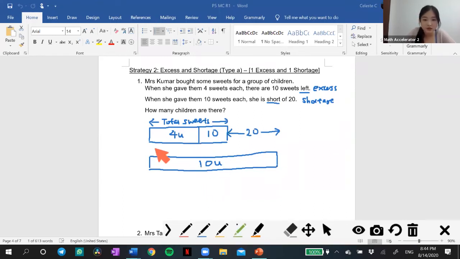So what can you see here? This is 4 units. So the remaining portion of the model here, how many units are there? You can type in the chat if you can see it. 6. So 6 units. So this 6 units represents what? Good. Okay, 30, 10 plus 20.